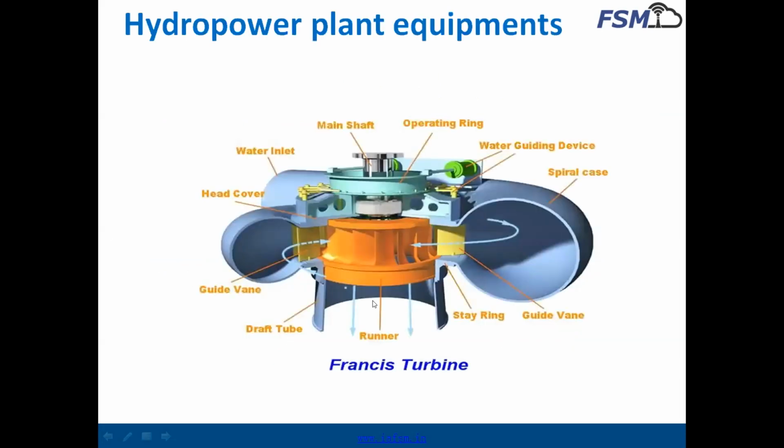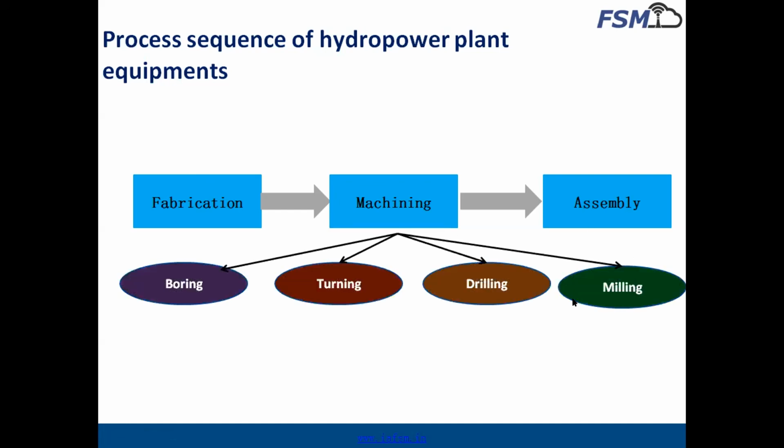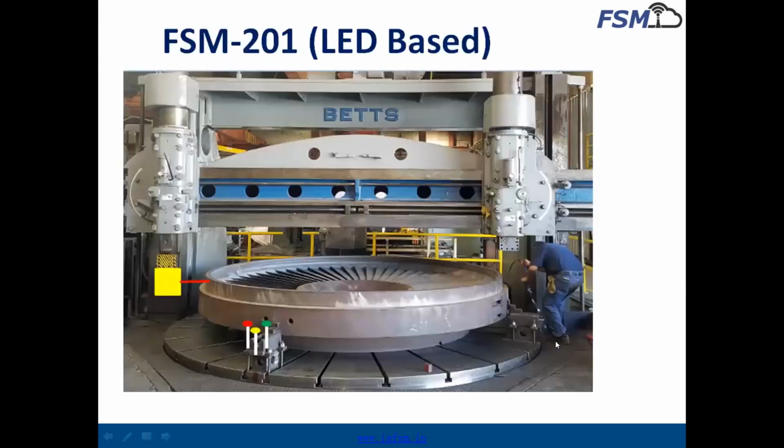These are the equipments which the company is manufacturing. It is actually a project-based company, and these are the various parts of hydropower plant equipments. I already mentioned them, so I'm not discussing too much right now. And these are the processes, the process sequence of hydropower plant equipment: fabrication, machining, and then assembly. And in machining, these are the majority of primary operations carried out.